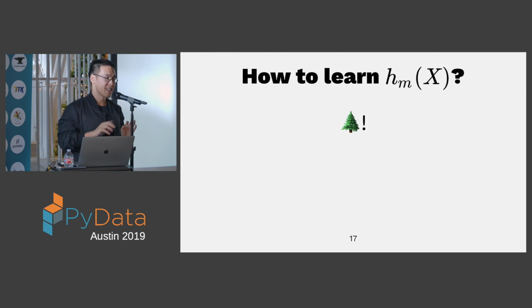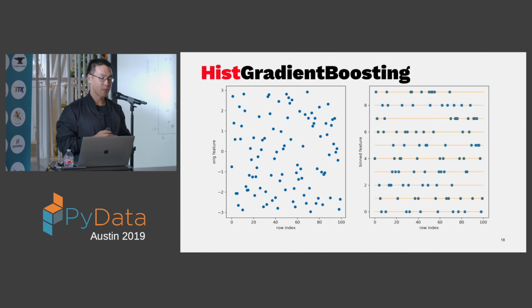Well, since this is a random forest talk, it's trees. And how do we build the trees? This is the hist part of histogram gradient boosting. To form histograms, we need to have bins. And the first thing we do is bin our data. So in this visualization, the x is the row index, and the y is the feature value. To bin our data set, we take, in this case, 10 bins. The first 10% of data becomes 0. The next 10% becomes 1, and so forth and so on. So we discretize our feature space.